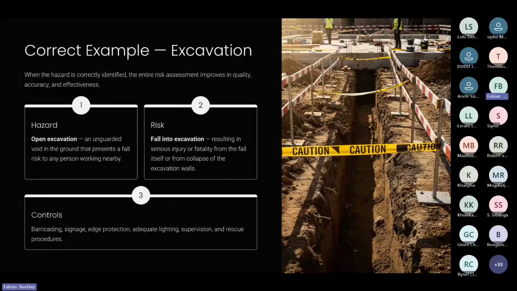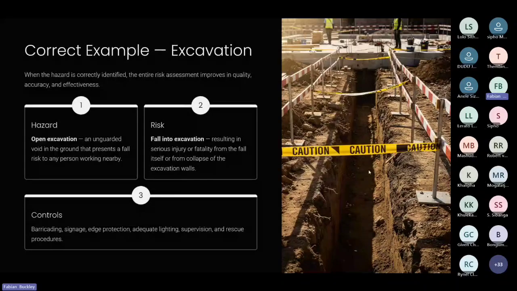So in this case, the controls here are barricading, signage, edge protection, adequate lighting, supervision, and rescue procedures. There would also obviously be access and egress, considering edge protection is covered, where there'll be a prevention of something being kicked into the excavation, for an example. And then we also look at aspects like your sloping, your shoring, your stepping, whatever process would be utilized for that. Okay. So that would cover us for understanding what the actual hazard is, what the actual risk is, and what the actual controls should be for that specific activity.